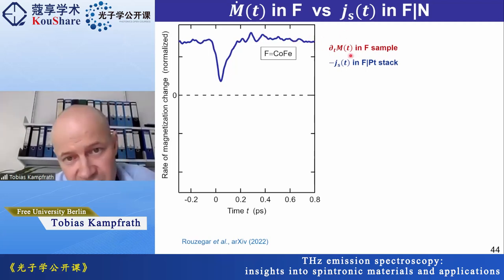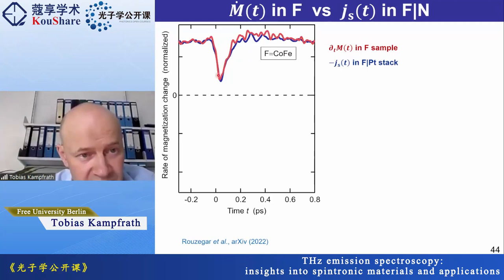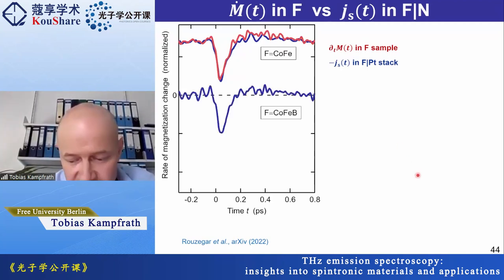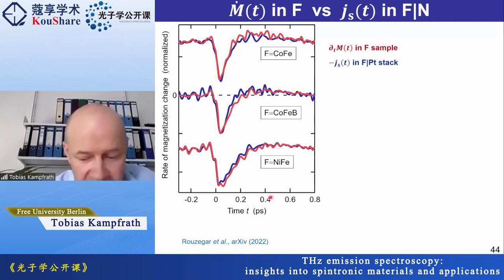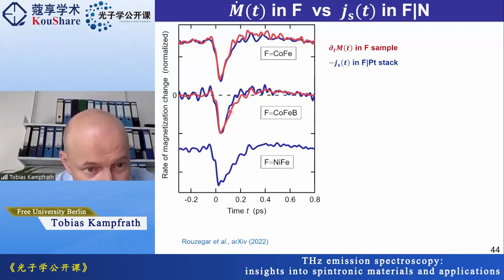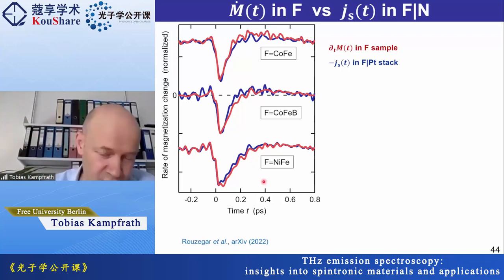And you can now compare this to the rate of change of the single ferromagnetic layer sample, and you see that this has the same dynamics. And this is also the case for the other ferromagnets as shown here. And interestingly, for the nickel iron sample, so the permalloy, you see that the relaxation dynamics is substantially slower than for the other two ferromagnets. You see that this slope here is significantly slower, less steep than for the other two ferromagnets shown here. But again, the ultrafast demagnetization rate of the single F layer has the same dynamics as for the two-layer sample.